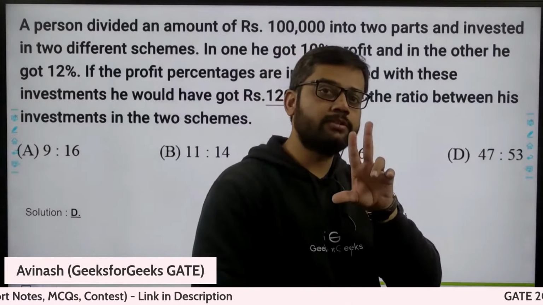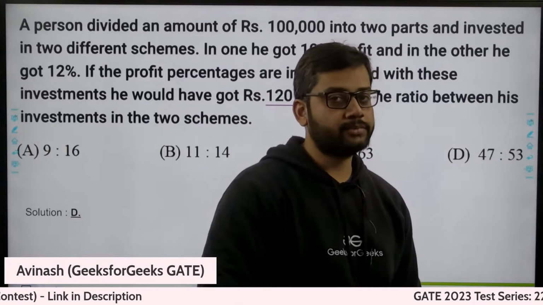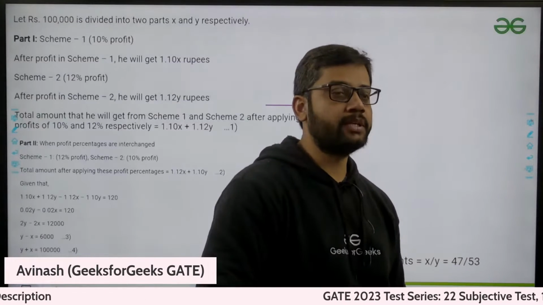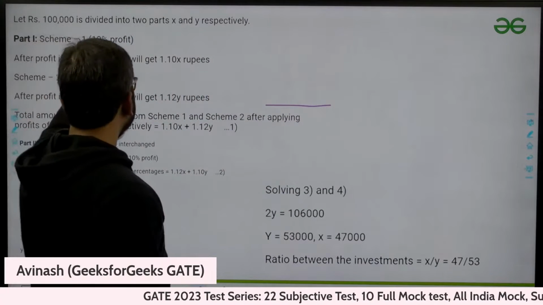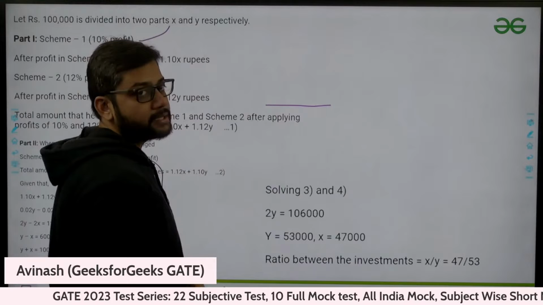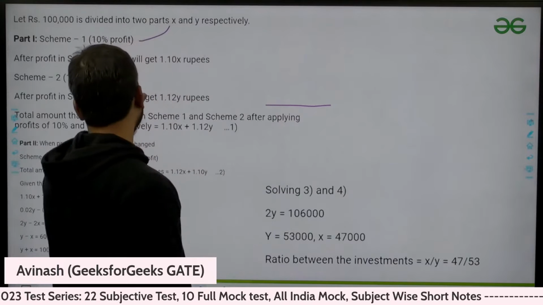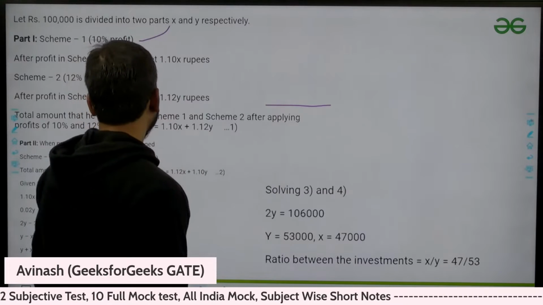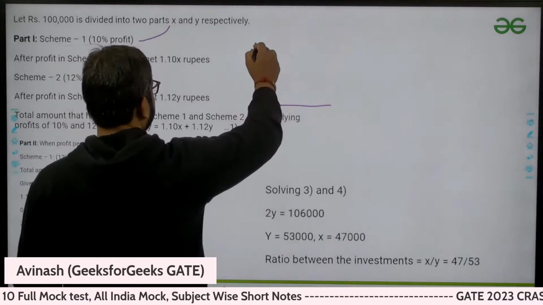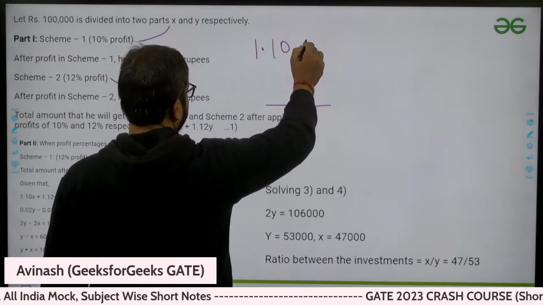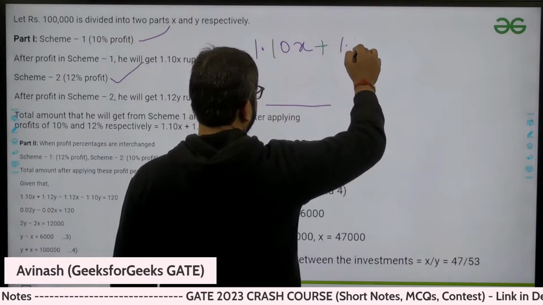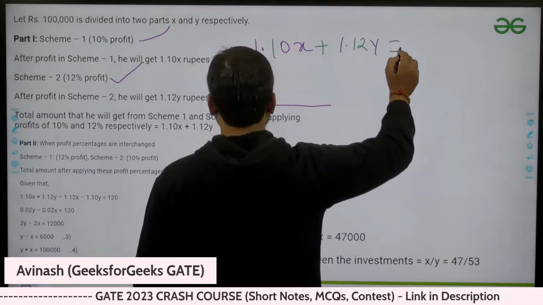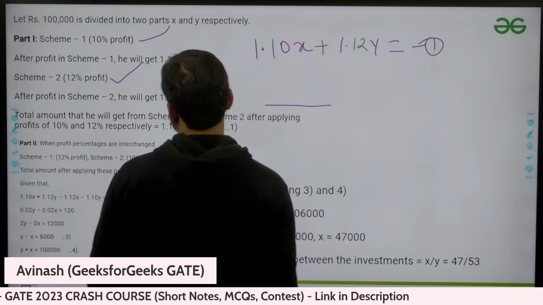So the point is simple. Just assume the two parts are x and y, the two initial investments. In scheme one the profit given is 10% and scheme two gives a profit of 12%. So 1.10x plus 1.12y. This is our scheme 1.